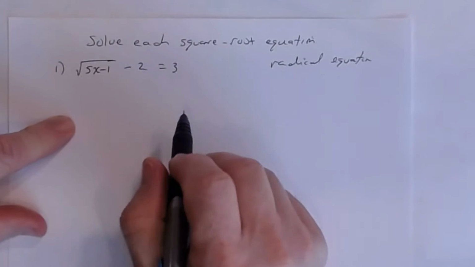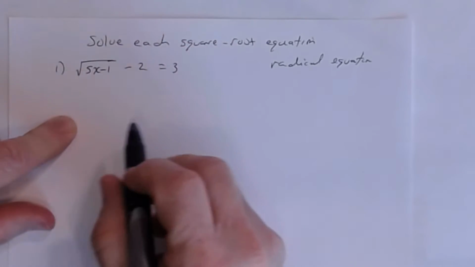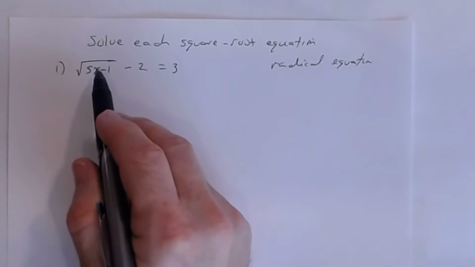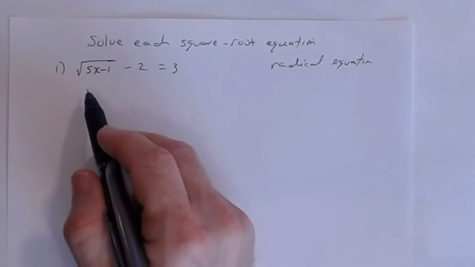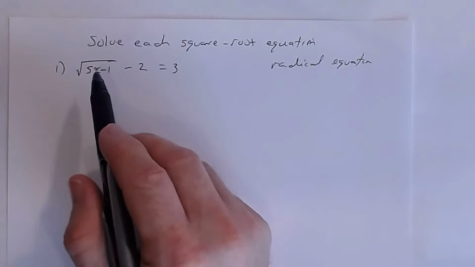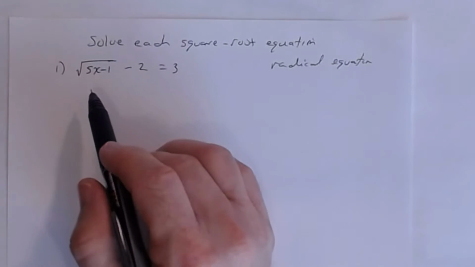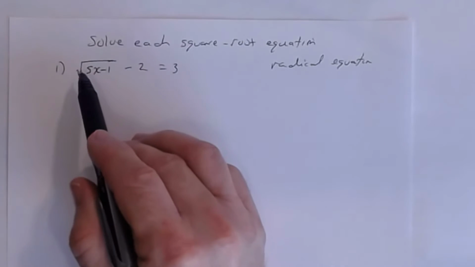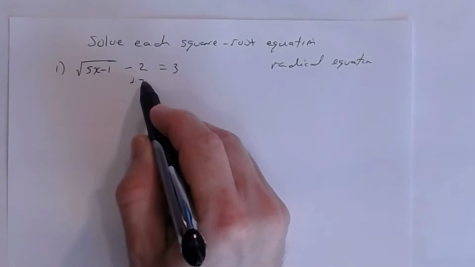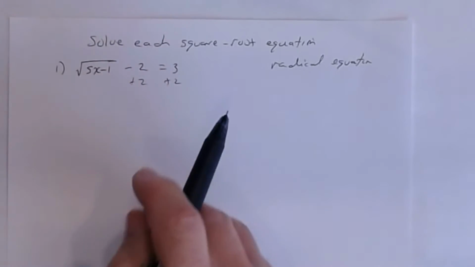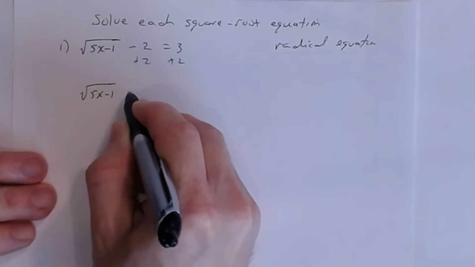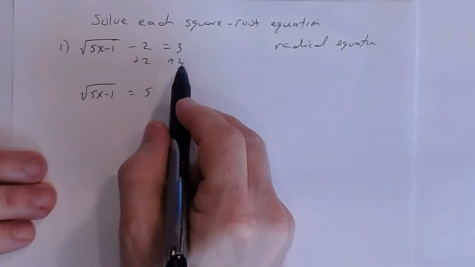Okay, then to solve a radical equation, the first thing you have to do is get the radical symbol by itself. So that's step one. When you look at the lessons that go with week 15, it talks about those steps. So the first thing you've got to do is get the radical by itself. So I'm going to add 2 to both sides. And so when I add 2 to both sides, I get the square root of 5x minus 1 equals 5. 3 plus 2 is 5.